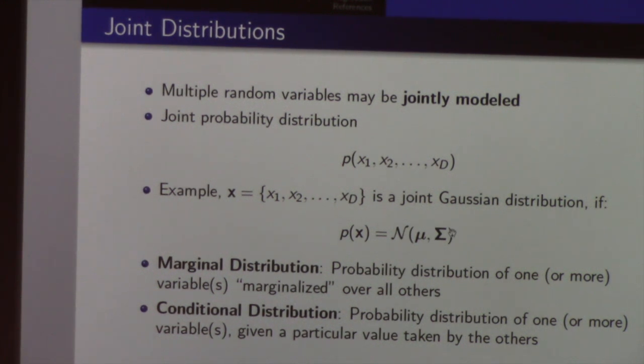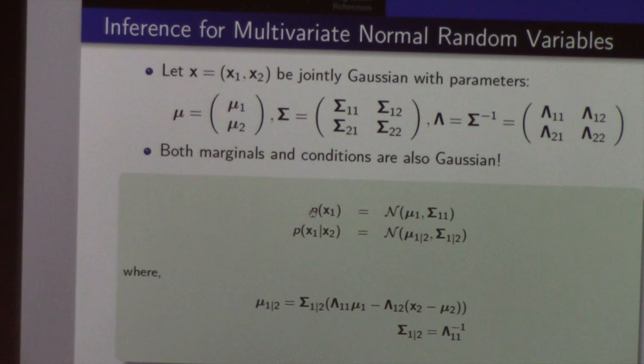Now what we can do is we can compute marginals here as well. So you can compute the probability distribution of x2, marginalized over all other variables. Or you can compute conditionals. So you can compute x1 given x2. Right? So you can compute all of that.